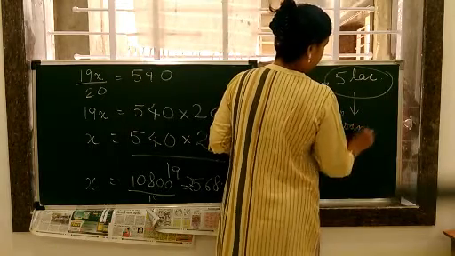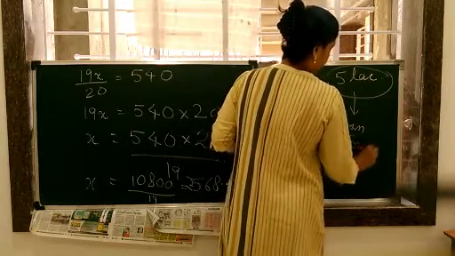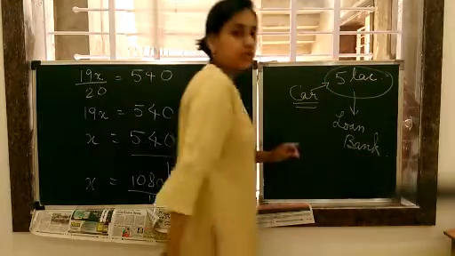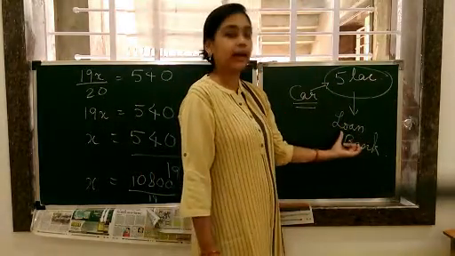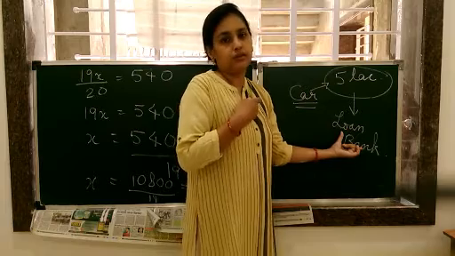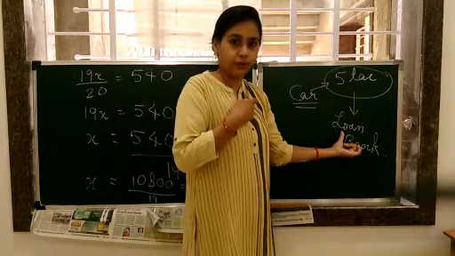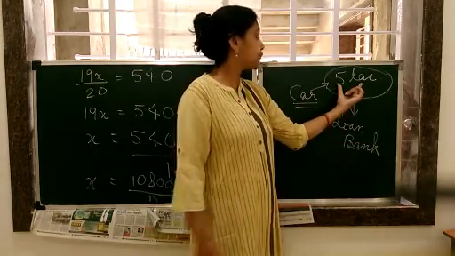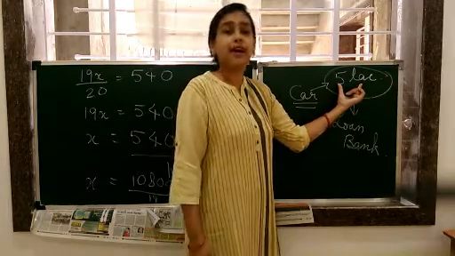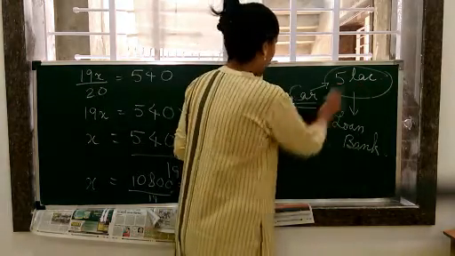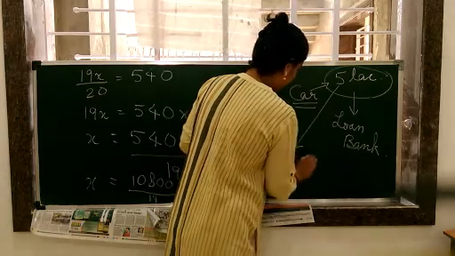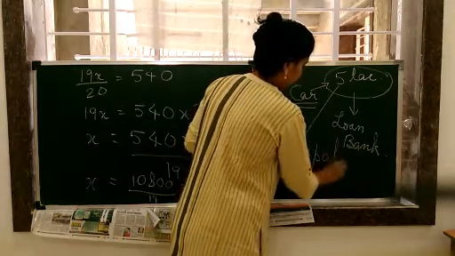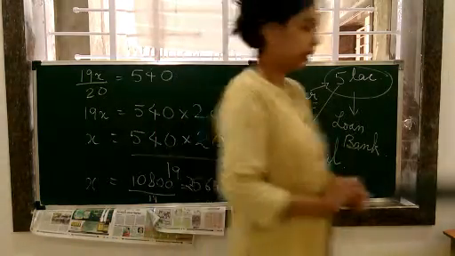Yes. We take a loan from the bank. Whenever we take a loan from the bank, that means we are the borrowers. We are borrowing. So this 5 lakhs is known as principal. What is it known as? Principal. Okay.